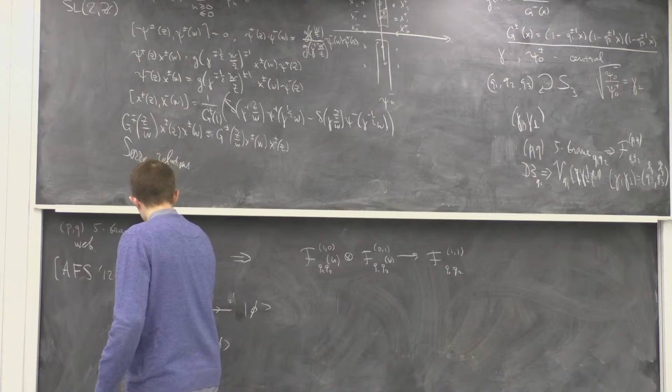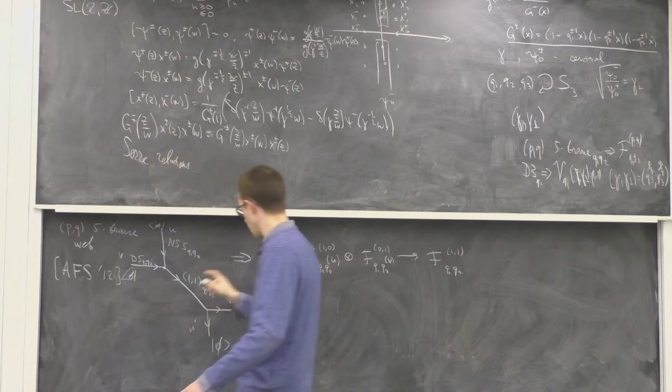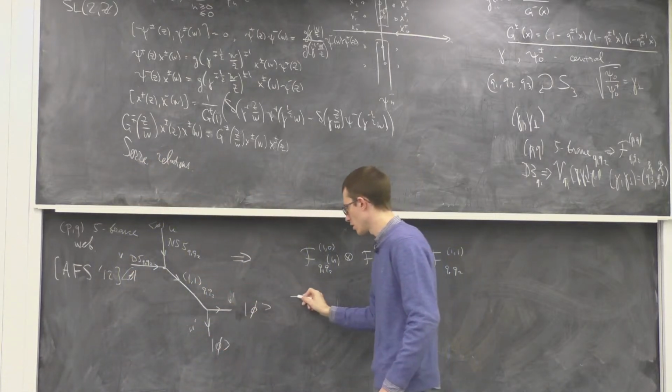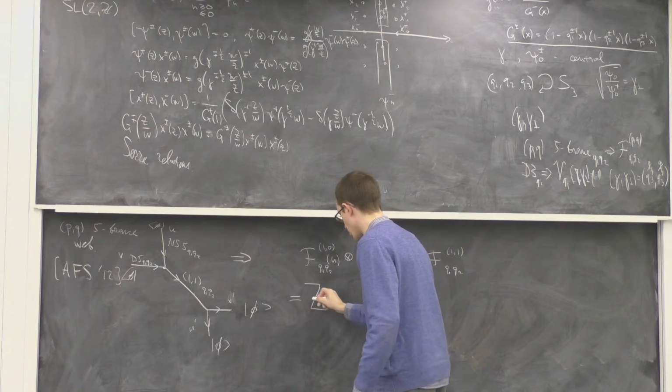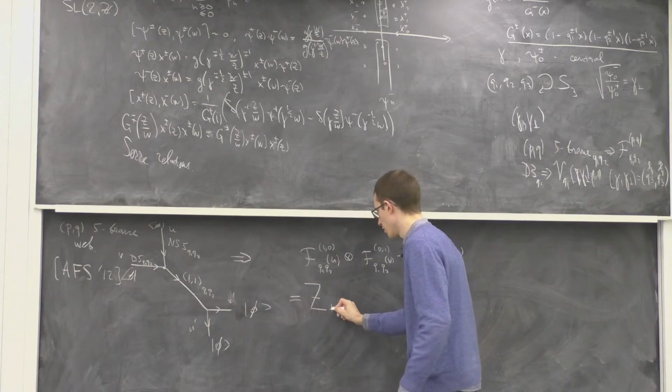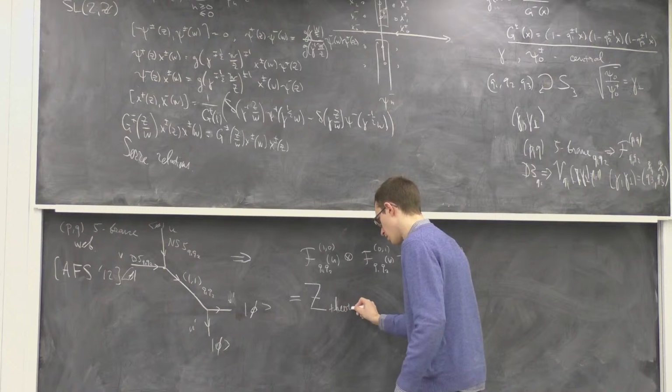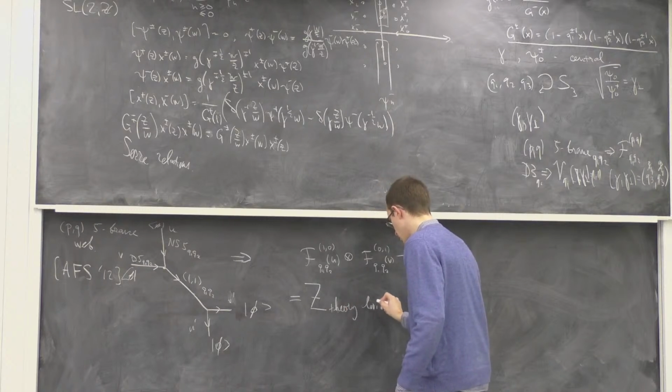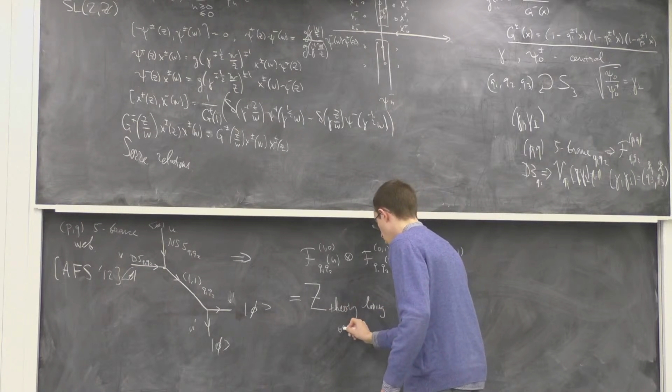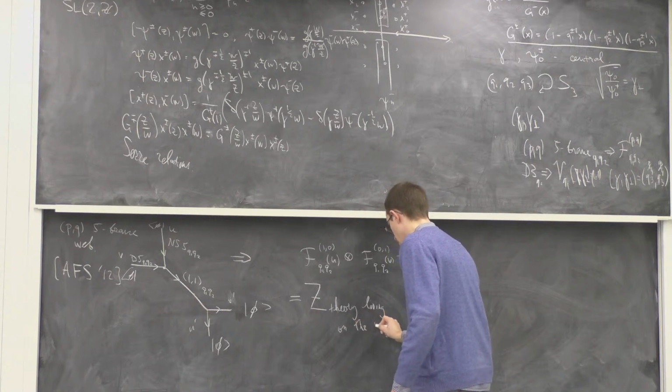And evaluate these operators acting on this. And this is going to be the partition function of a theory living on the 5-brane web.